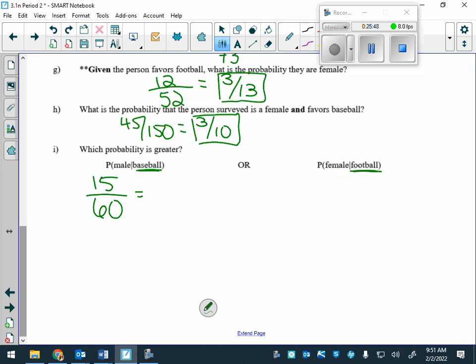15 out of 60, which reduces to 1/4. Good. Okay. So then we have the probability of female, given they like football. So how many people like football? 52. How many of them are female? Okay. Just 3 out of 13. Okay. Which probability is greater? Good. Male and baseball.